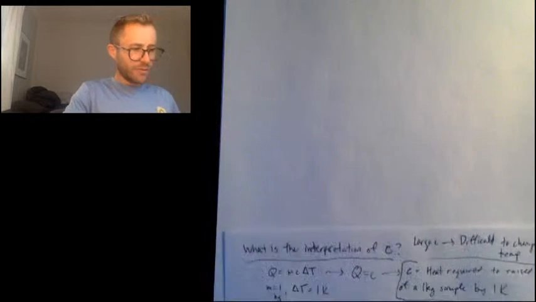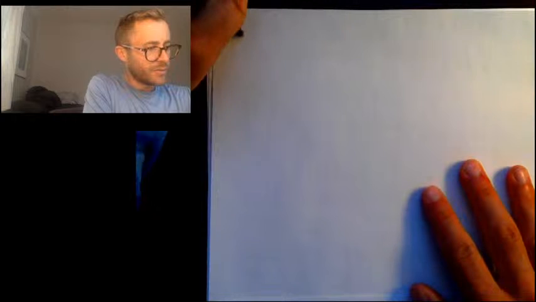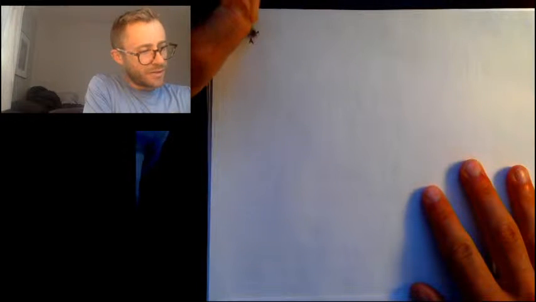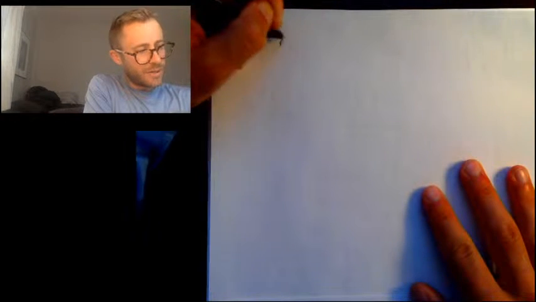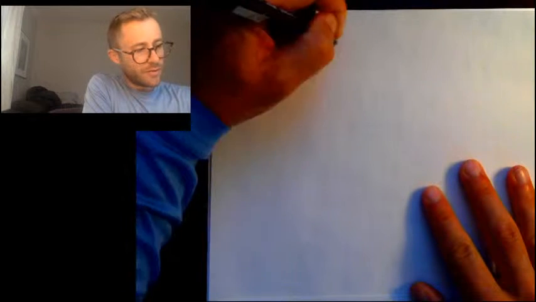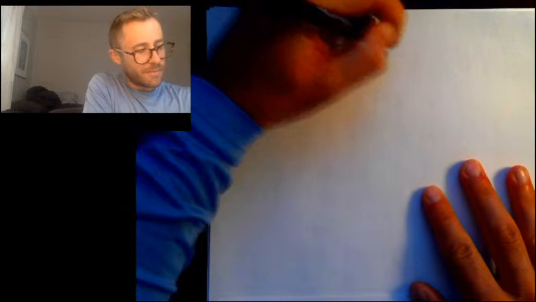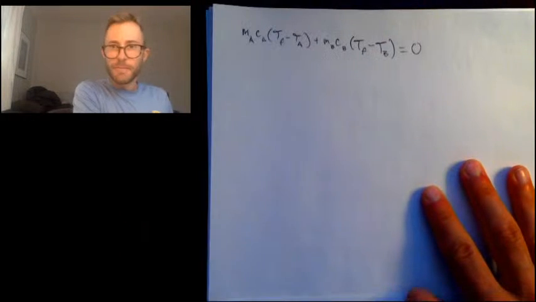All right, so let's solve this problem. So we have our equation, which is M_A C_A (T final minus T_A) plus M_B C_B (T final minus T_B) equals 0. Okay.